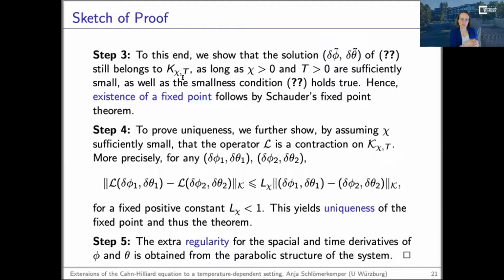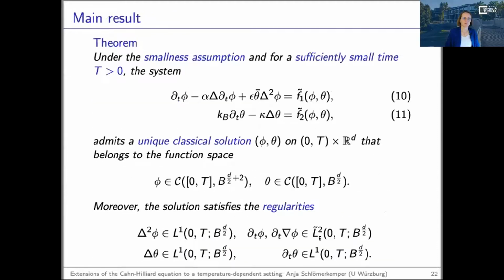And then we can also prove uniqueness by showing that this operator L is in fact a contraction with this constant here less than 1, which leads to uniqueness of the fixed point, and thus the theorem, whereas the regularity follows from the parabolic structure. And all this is based on the Littlewood-Paley theory and the Fourier methods that we use. So then we have this result that I stated earlier. We have the unique classical solutions of this model for the Cahn-Hilliard system with temperature, under the assumption that the temperature is transformed according to the background field.